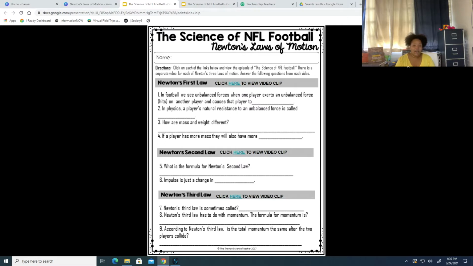So the final question for this section says, if a player has more mass, they will also have more blank. If they have more mass, they will also have more inertia. So we've mastered the first section and Newton's first law of motion. Now let's look at the second.